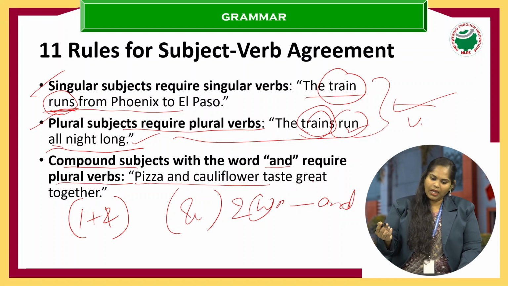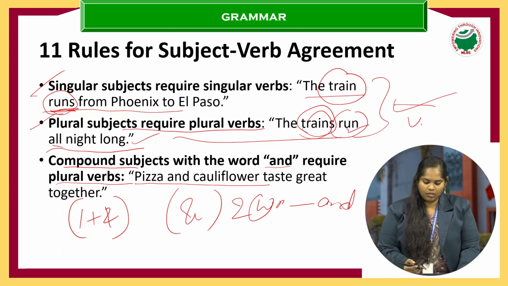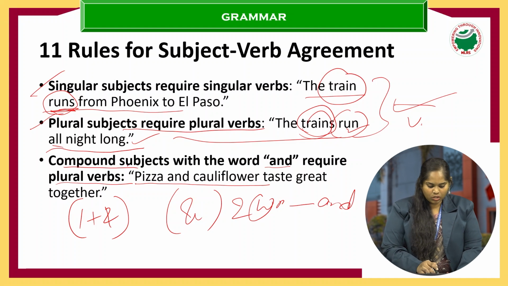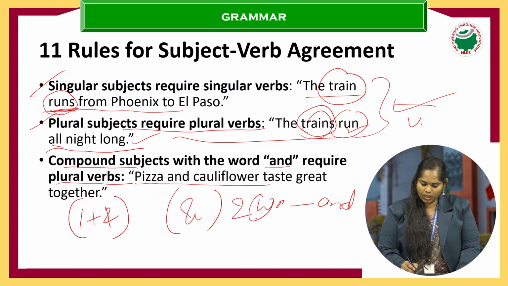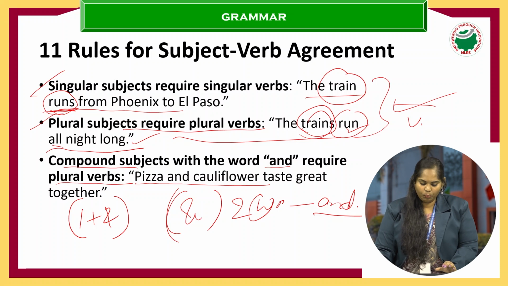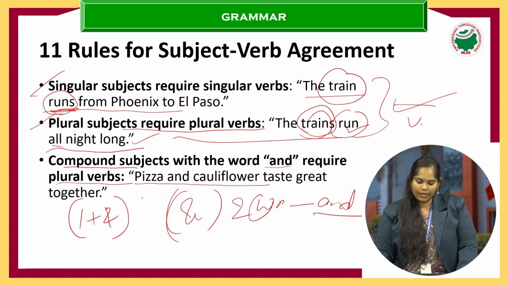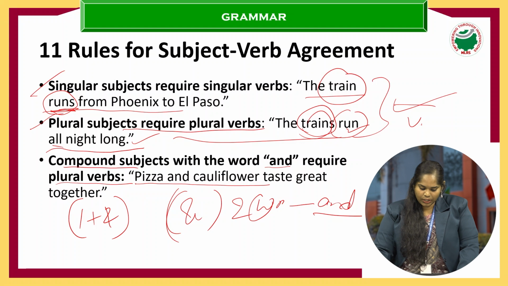If you're talking about the past, then you will say it tasted great together. So this is a basic thing. The context is very important. So compound subjects which are added with "and" will use plural verbs. So the example: pizza and cauliflower taste great together.